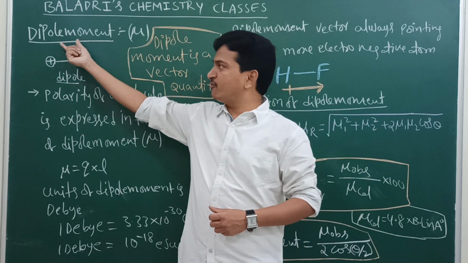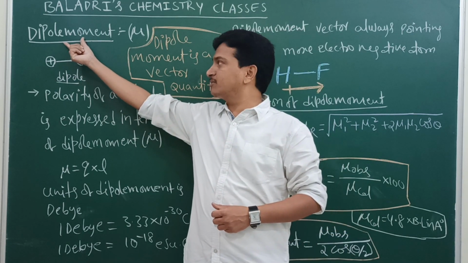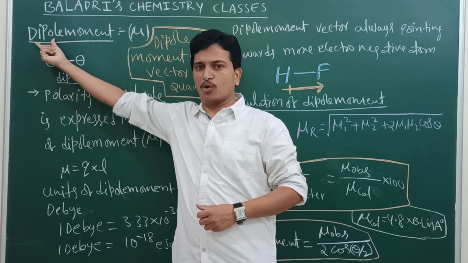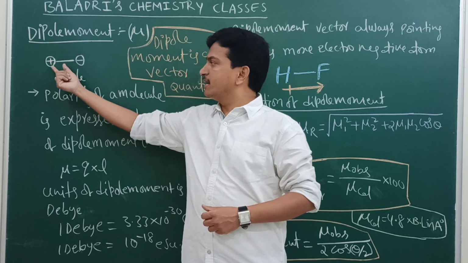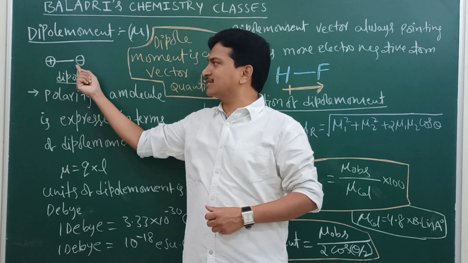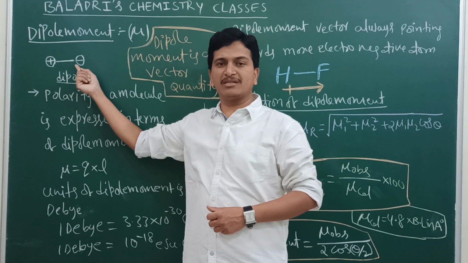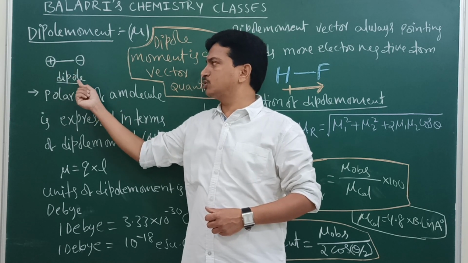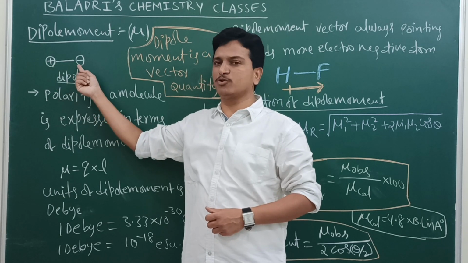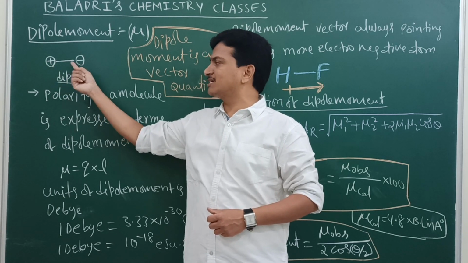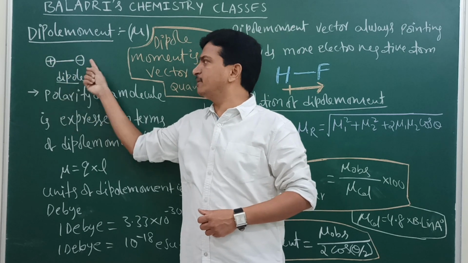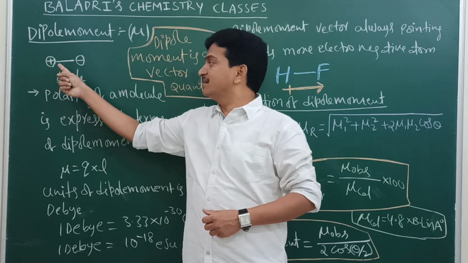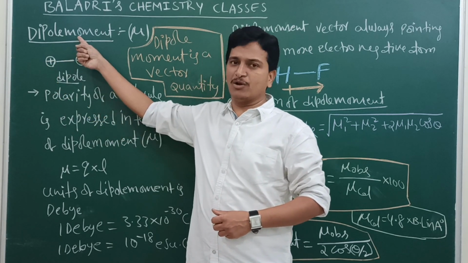Before going to dipole moment, we need to understand what a dipole is. Any two oppositely charged particles separated by some distance, that arrangement is called what? A dipole. Di means two. Poles, two poles are there, a positive pole and a negative pole. So when a positive charge and a negative charge are separated by some distance, the arrangement is called a dipole. Every dipole will have a dipole moment value.